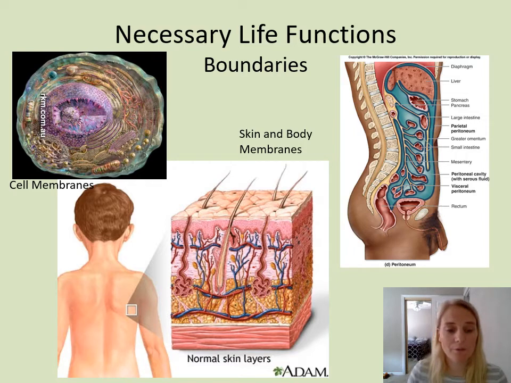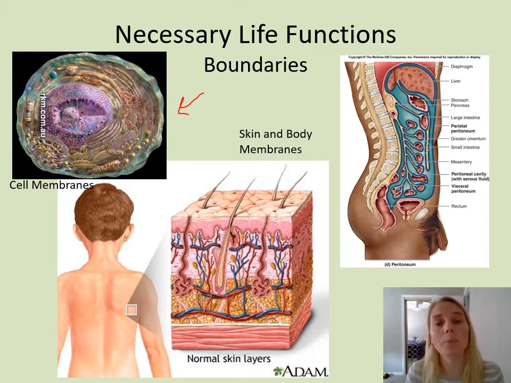The first one we have over here is cell membranes. Cell membranes are vital to maintain life because, if you remember in the first video, I said cells are the basic unit of living things. If you didn't have that plasma membrane to keep everything inside of a cell together, you would just have a big pile of organelles and it would not be considered living anymore.